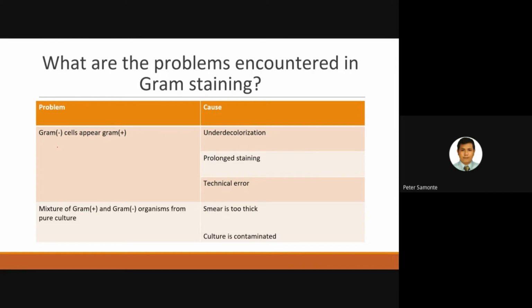And another problem, when gram negative would appear gram positive. So under decolorization, prolonged staining. Prolonged staining ng crystal violet. As in tipong too absorbed, punong-puno. Too absorbed of the crystal violet to the point that the crystal violet is no longer removed by the decolorizer. And again, technical errors are human errors.